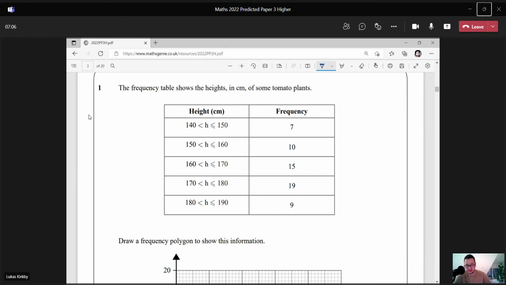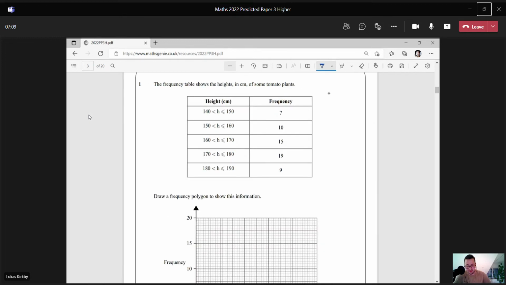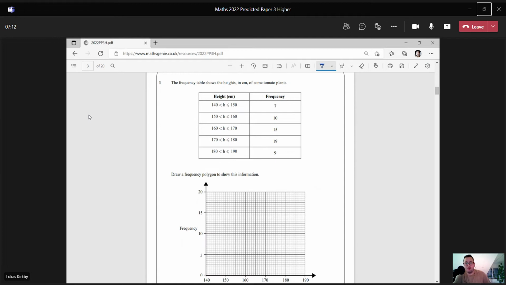All right, so the frequency table shows the heights in centimetres of some tomato plants, and we want to draw a frequency polygon to show this information. Now, the first thing is if you've got a frequency table and the heights are in groups, so they're not individual values, but they're ranges. For instance, the first one is from 140 to 150. We want to go bang in the middle of each group. So between 140 and 150 is 145. Halfway between 150 and 160 is 155. And then if we just keep going, we're going to get all of these.